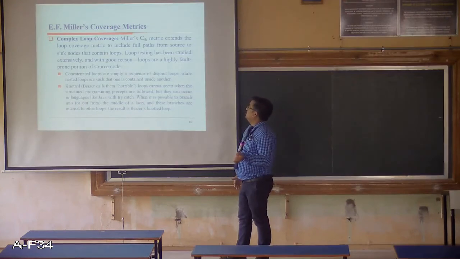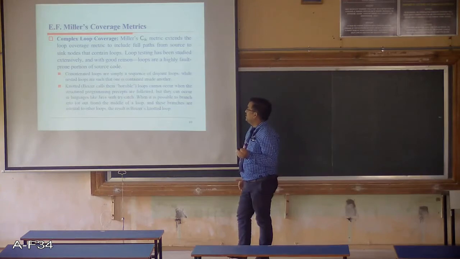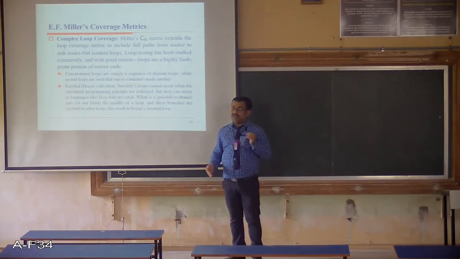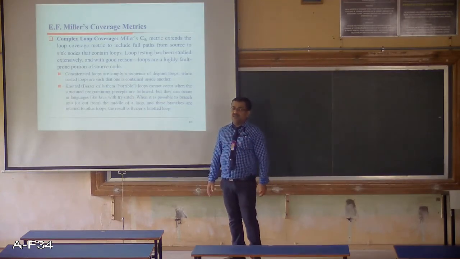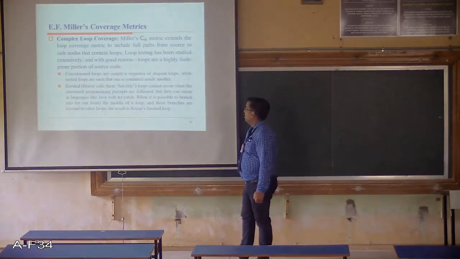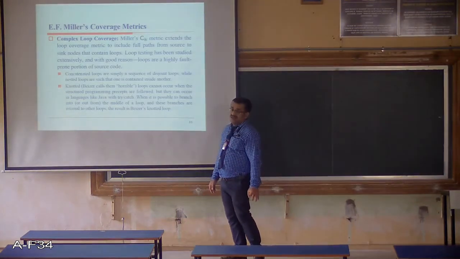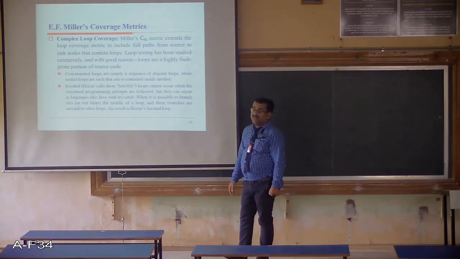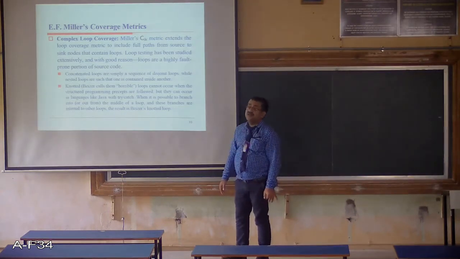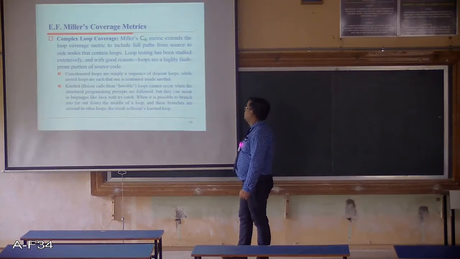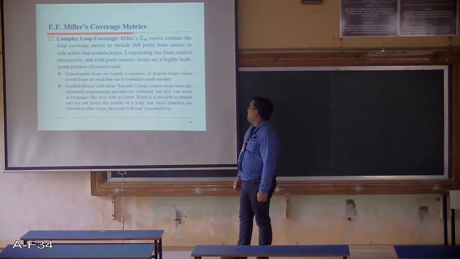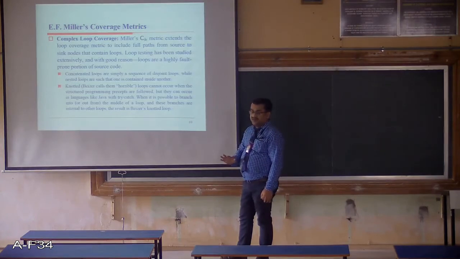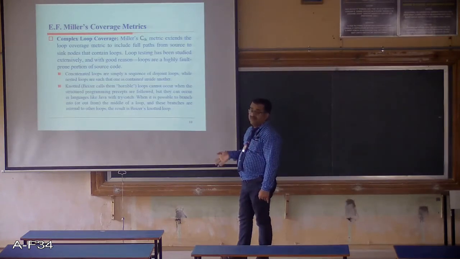So we have the sequence of disjoint loops, while nested loops are such that one loop is contained inside another loop. Then we call it a nested loop, right? Also, there can be another kind of loop which can be termed the knotted loop, and one scientist called Beizer actually termed them the horrible loop. These loops cannot occur when structured programming concepts are followed. In structured programming, we do not have such knotted or horrible loops.